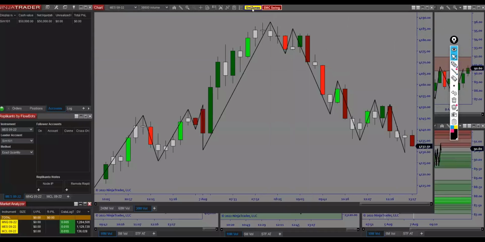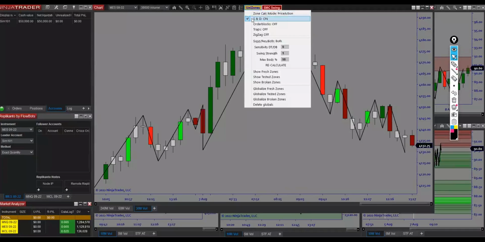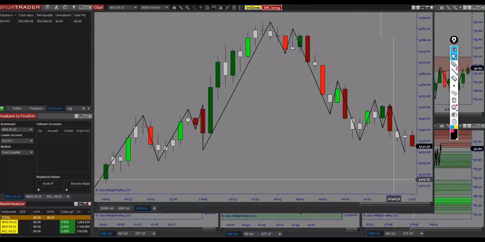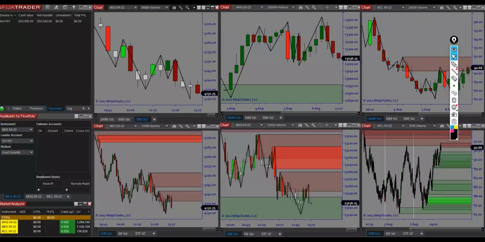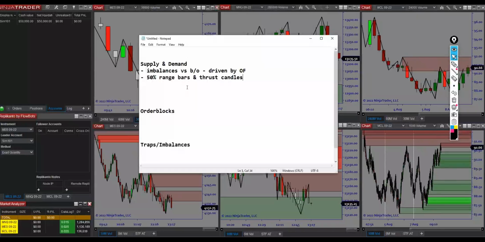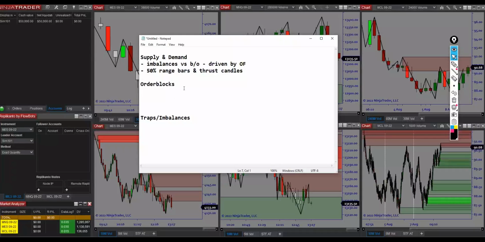So our software is first and foremost going to identify supply and demand zones, okay? And that's the foundation to imbalance trading. It's kind of like the first responder, so to speak.